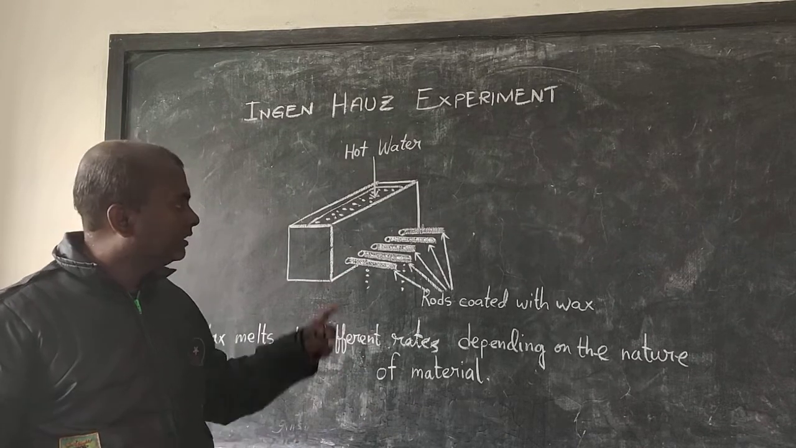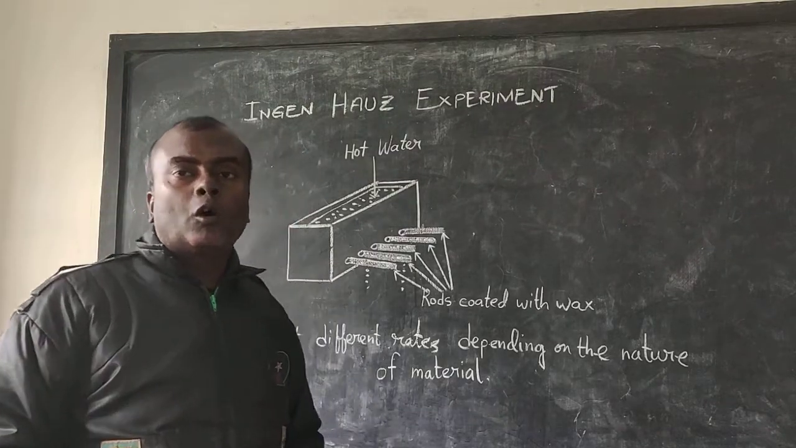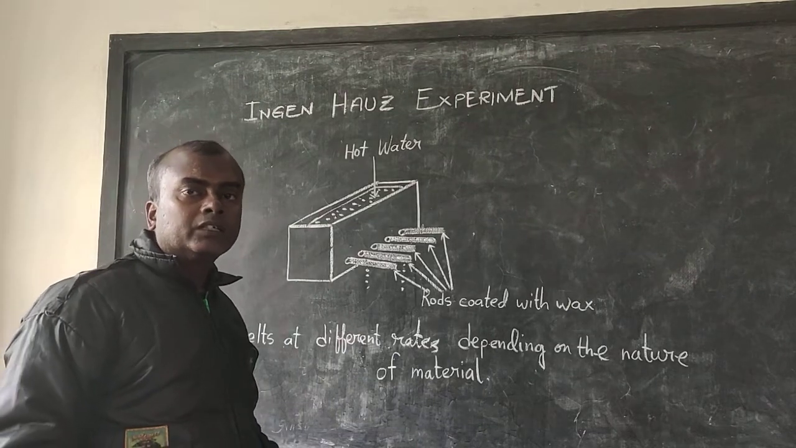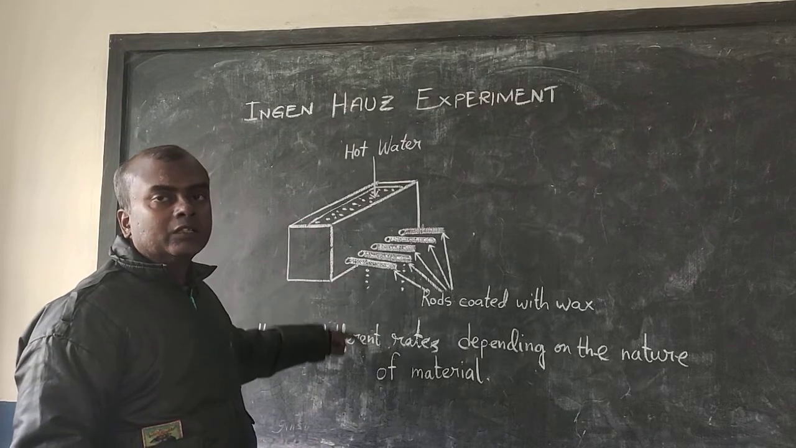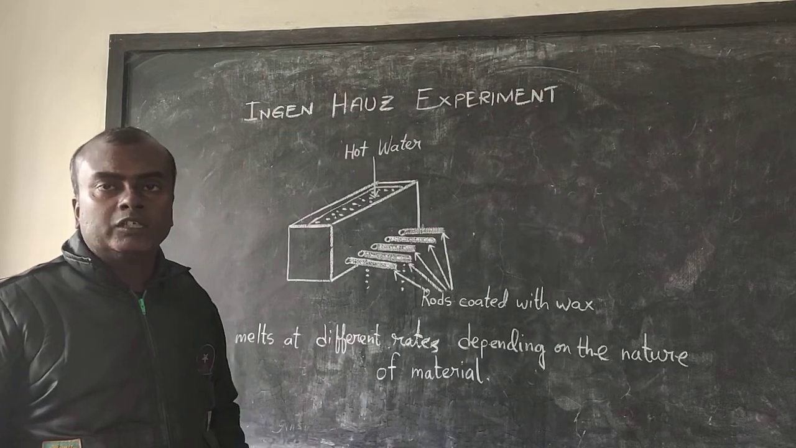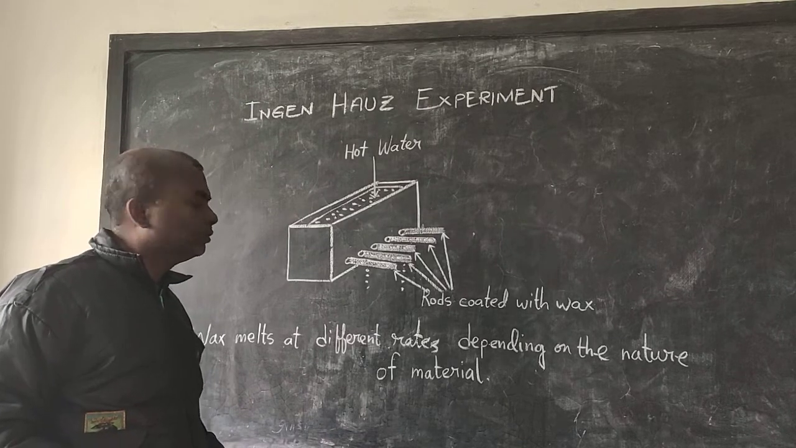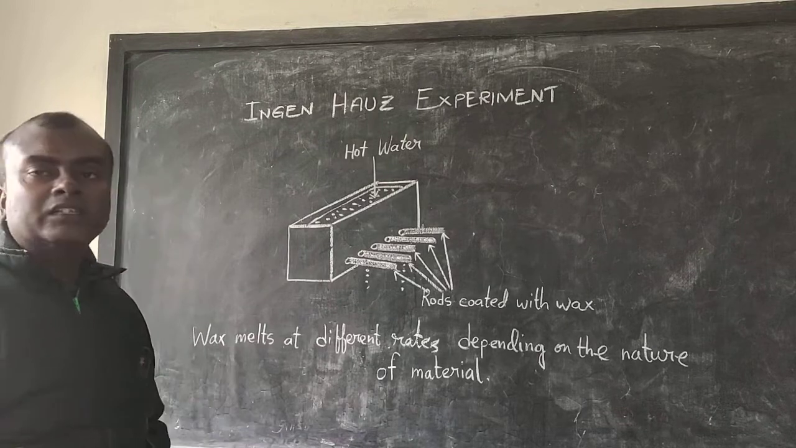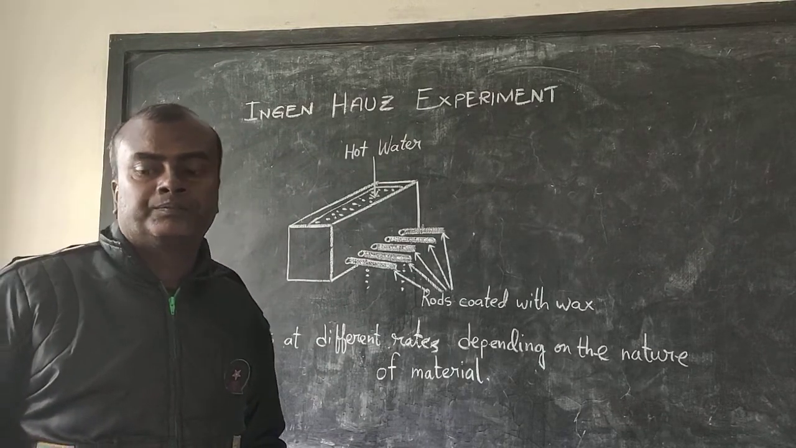Okay. So from this experiment, it is proven that not all metals absorb heat in the same rate. Some absorb heat faster than the other. Depending on how fast the wax melts, we can judge the conductivity of that particular metal. So Ingenhousz experiment is used to demonstrate what? That different rates are there of absorbing heat for different metals.